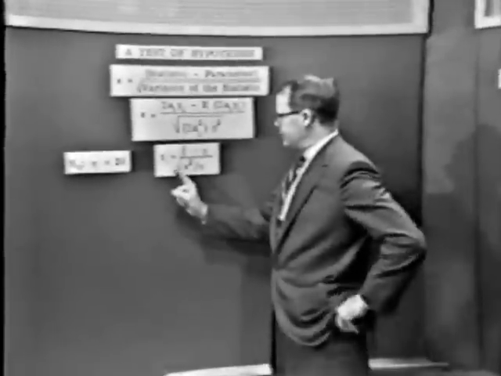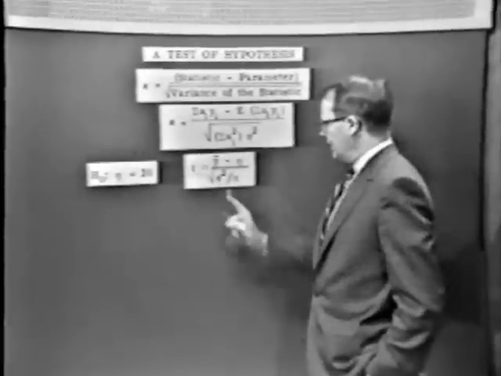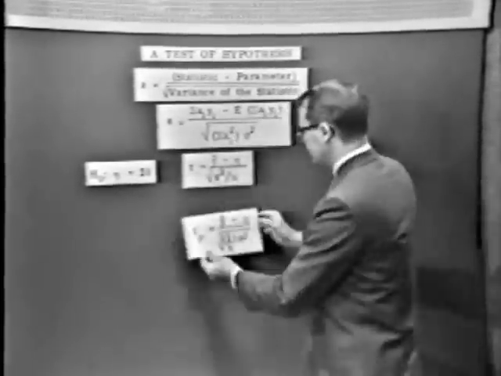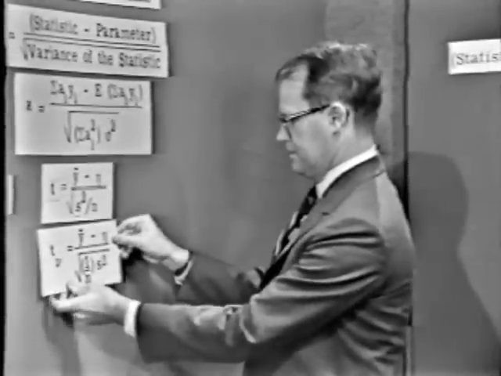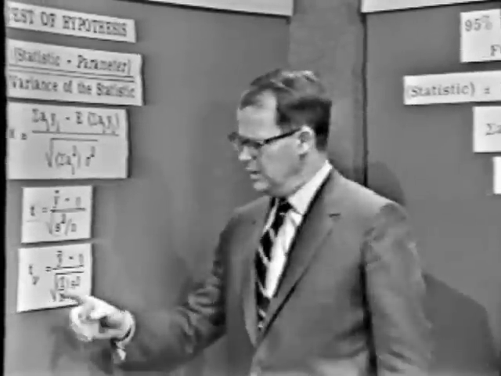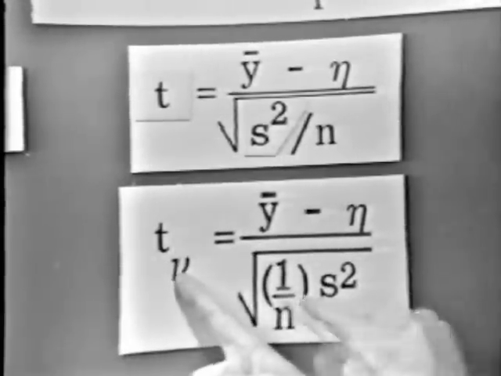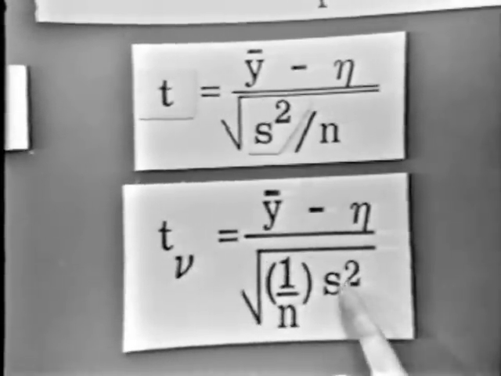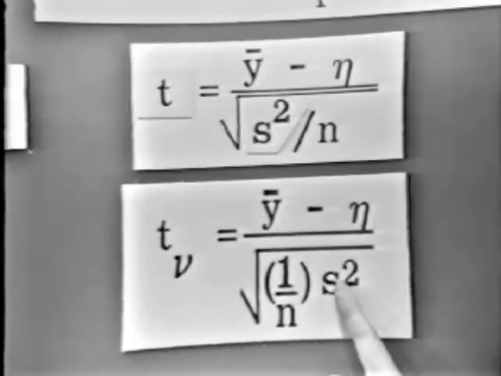Now my problem in this instance is to compute t. And before I can compute t, I'm going to have to compute s squared. But let's first look at t. It's the same formula in form. T sub nu, that nu is on there to indicate I have to pick up a particular t distribution. And that nu is fixed by whatever number of degrees of freedom are in s squared.